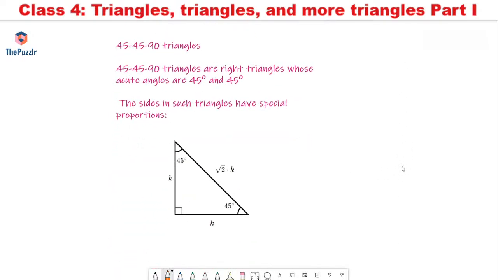Our second triangle is a 45-45-90 triangle. This is an isosceles triangle, which means that this side and this side are equal. Now you can apply this directly into the Pythagorean theorem.